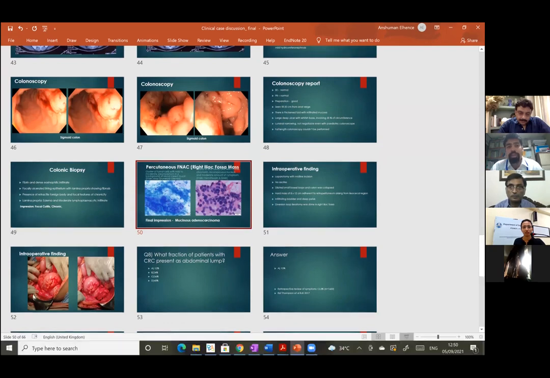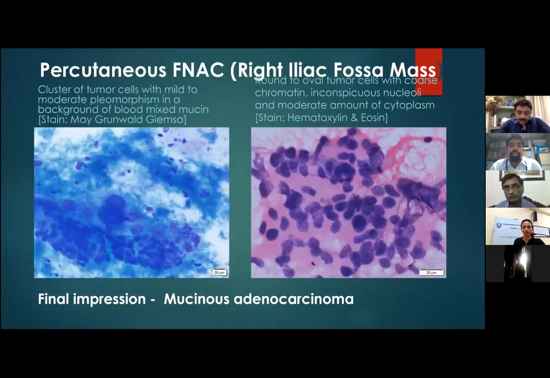So the patient underwent an FNAC, and this is the FNAC report. There was a cluster of tumor cells with mild to moderate pleomorphism in a background of mucin. And there were some oval round tumor cells with coarse chromatin and inconspicuous nucleoli and moderate cytoplasm seen. So the pathologist gave a final impression of a mucinous adenocarcinoma.